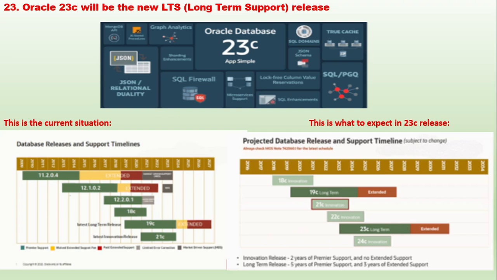So the next long-term release will be 23c. We can expect it to be released anytime soon this year, and we can expect 300-plus new features and enhancements. Whoever is using 19c or 21c, we need to upgrade our database to 23c immediately to avail all those new features and enhancements.